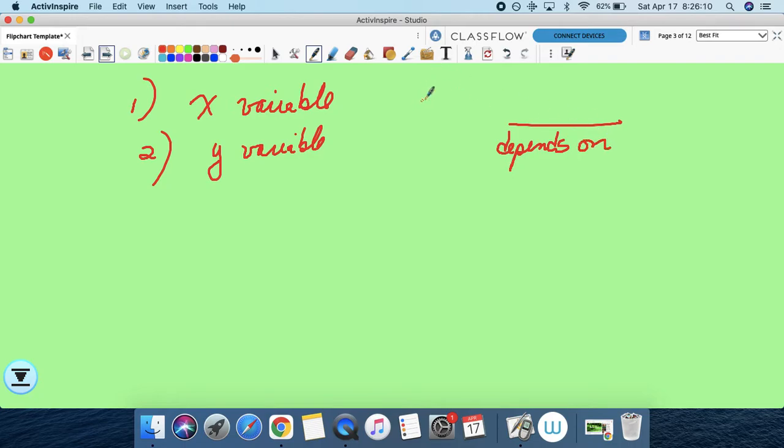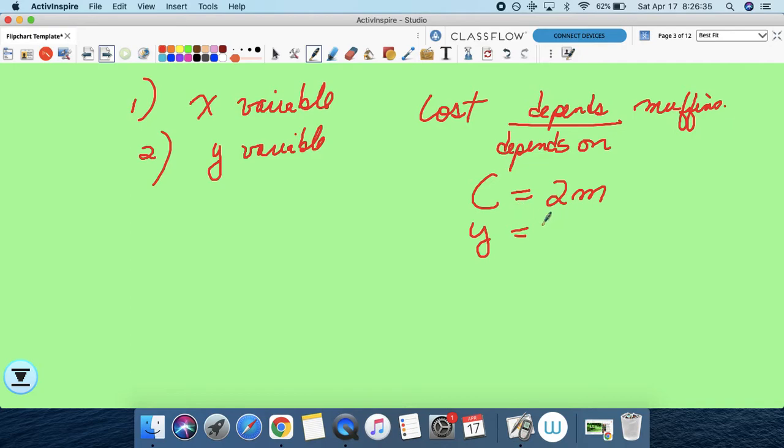Depends on. So let's say cost depends on muffins, right? So C equals, let's say each muffin is $2, it'd be 2m, right? So the cost depends on the muffin, and remember this is our y. It can also be represented by the y, and this could be in the m. We can use the x, right? So y is the dependent variable, and x is the independent variable.